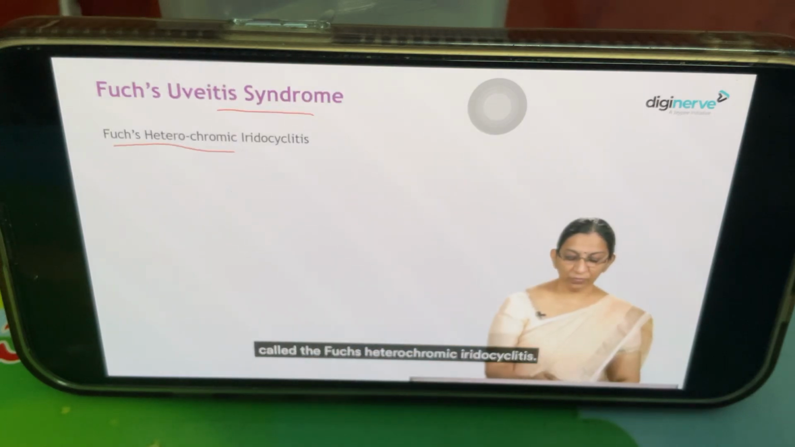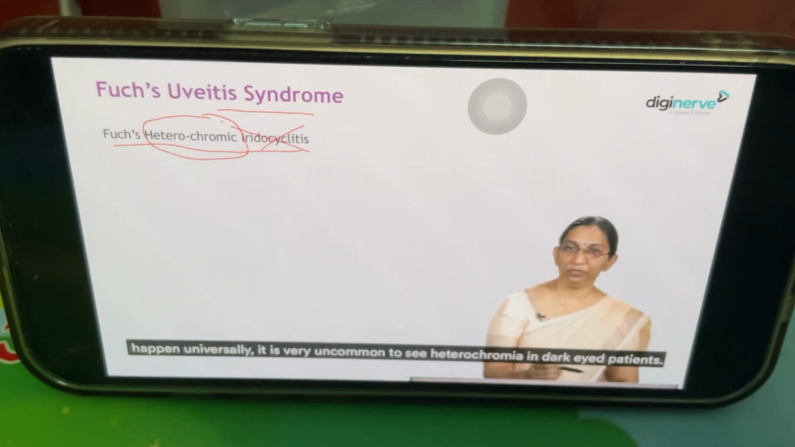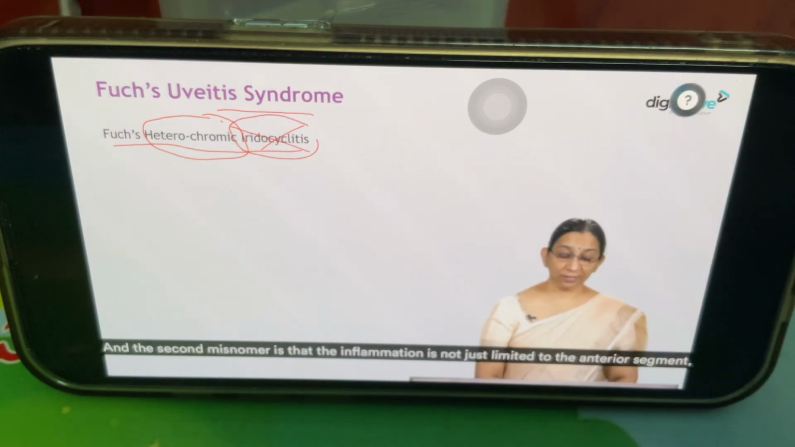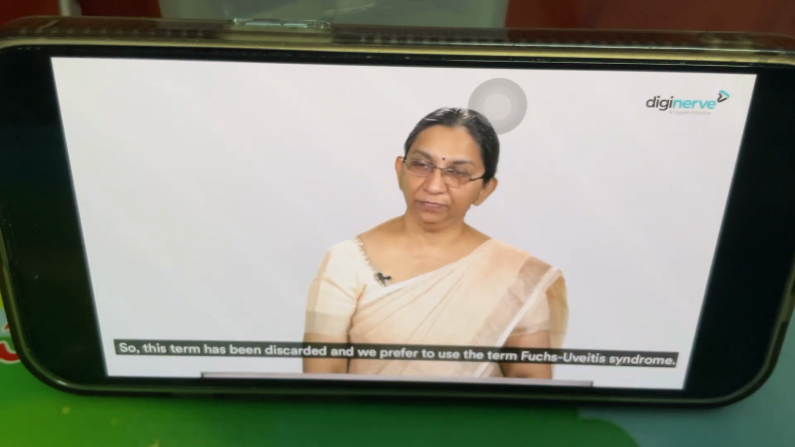It was previously called the Fuchs heterochromic iridocyclitis. Now, this term has been discarded for two reasons. One is the heterochromia doesn't happen universally. It's very uncommon to see heterochromia in dark-eyed patients. And the second misnomer is that the inflammation is not just limited to the anterior segment. They can have vitritis. So this term has been discarded and we prefer to use the term Fuchs uveitis syndrome.